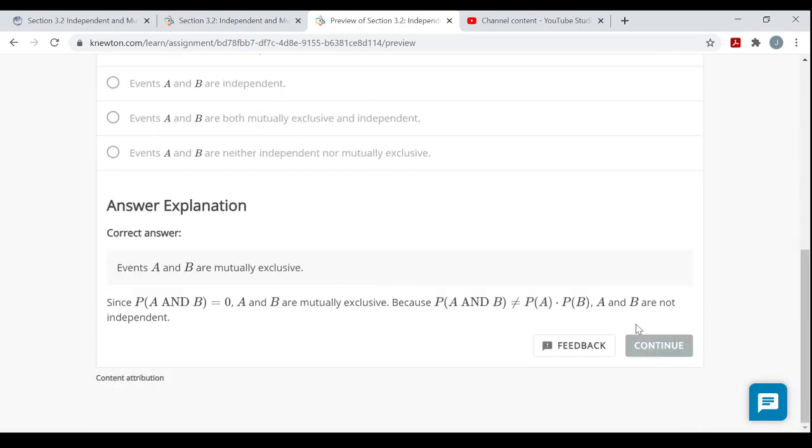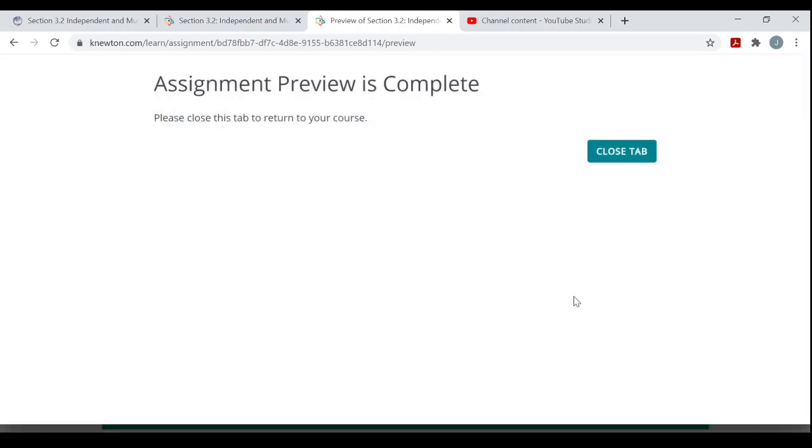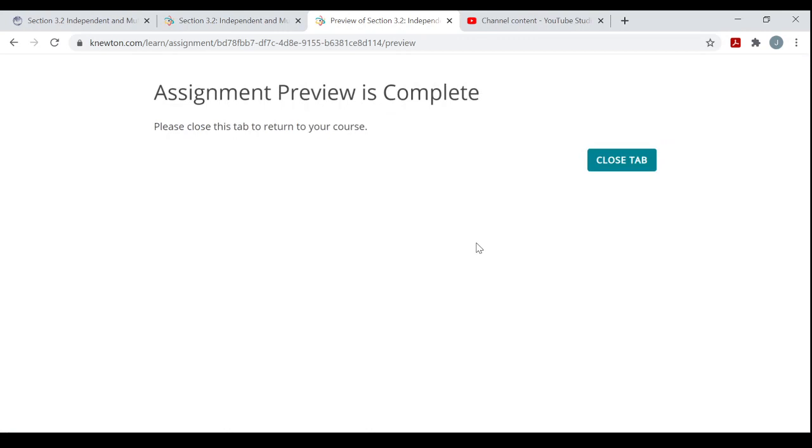Great, and I believe that is all for my questions. Again, you might see some different ones, but they'll all have a similar feel to them. Similar type questions. Are these events independent, mutually exclusive, both, or neither? And you have to know what formulas you're looking at to determine those things.